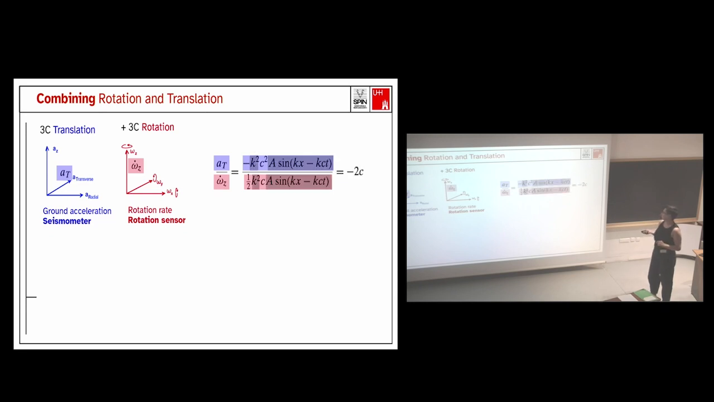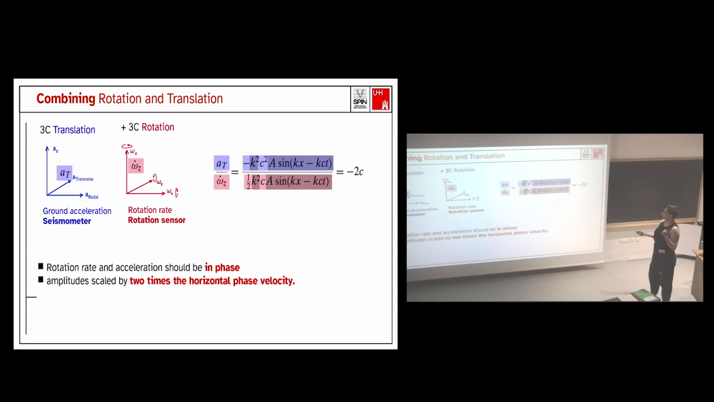And it turns out that most of this cancels out. What remains is just 2 times the phase velocity. So what does that mean? If you have the measurement of transverse acceleration and vertical rotation rate at the same location, you just need to look at the amplitude ratio between those 2 waveforms to get the local phase velocity, something that you would usually need an array for.